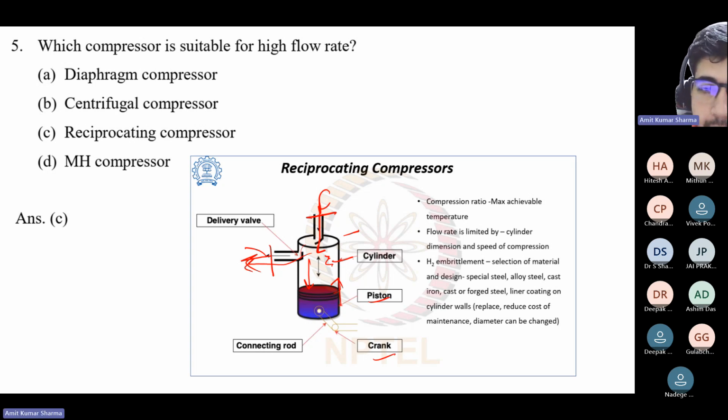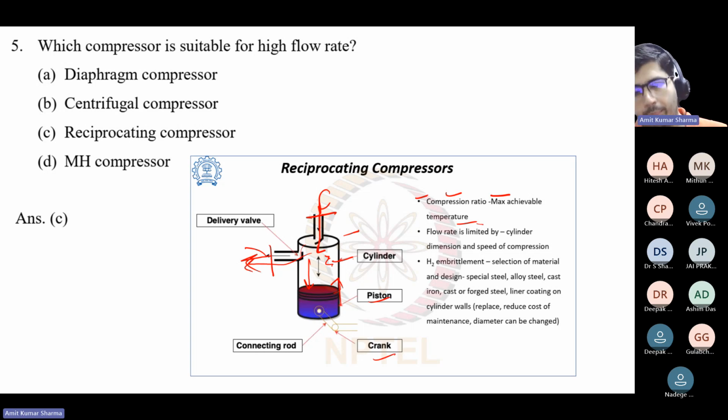So we can have compression ratio up to the maximum achievable temperature. For the compression ratio, there will be a limitation of maximum achievable temperature, because as we compress any gas, the temperature will increase. Okay. Flow rate is limited by cylinder dimension and speed of compression. So if you want to have larger flow, then the cylinder volume will increase, so basically the cost will increase. Okay.